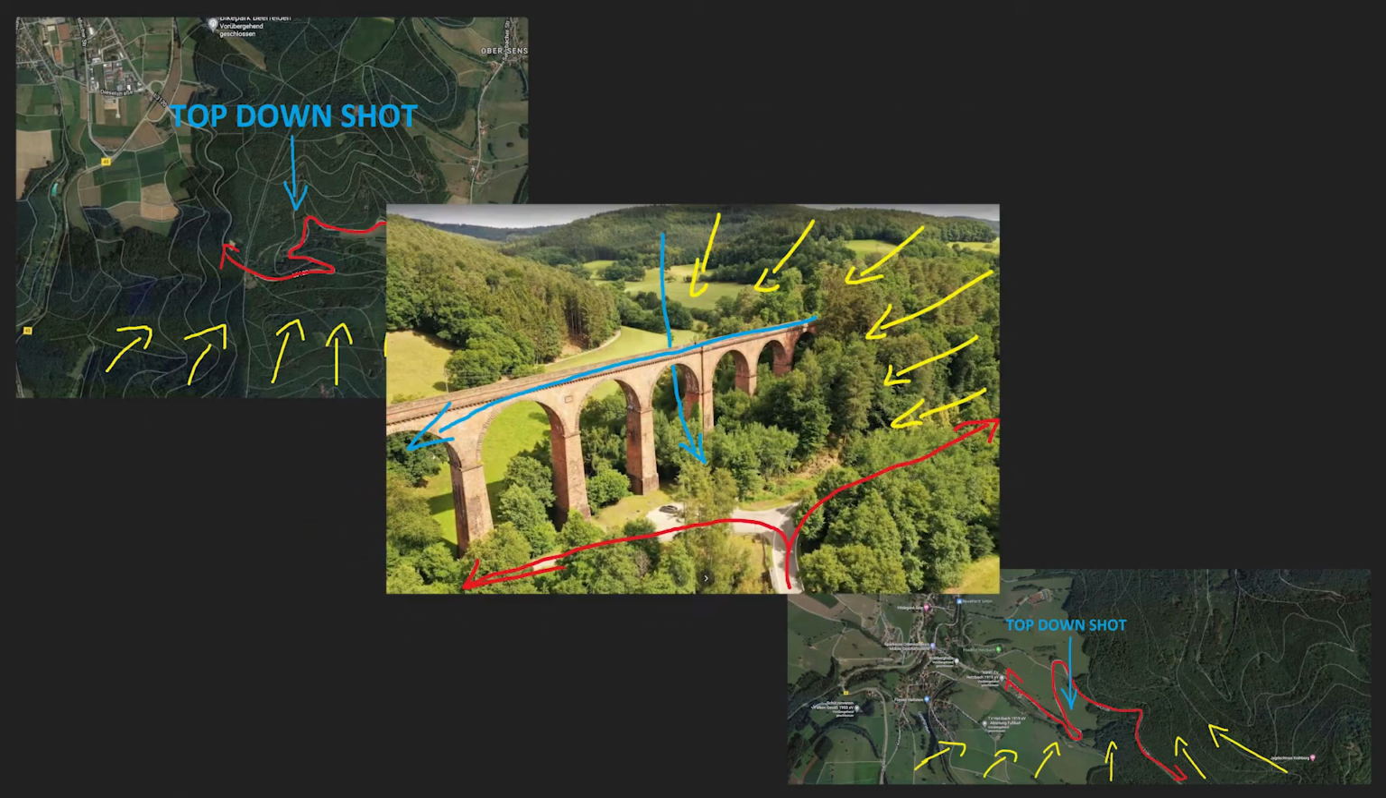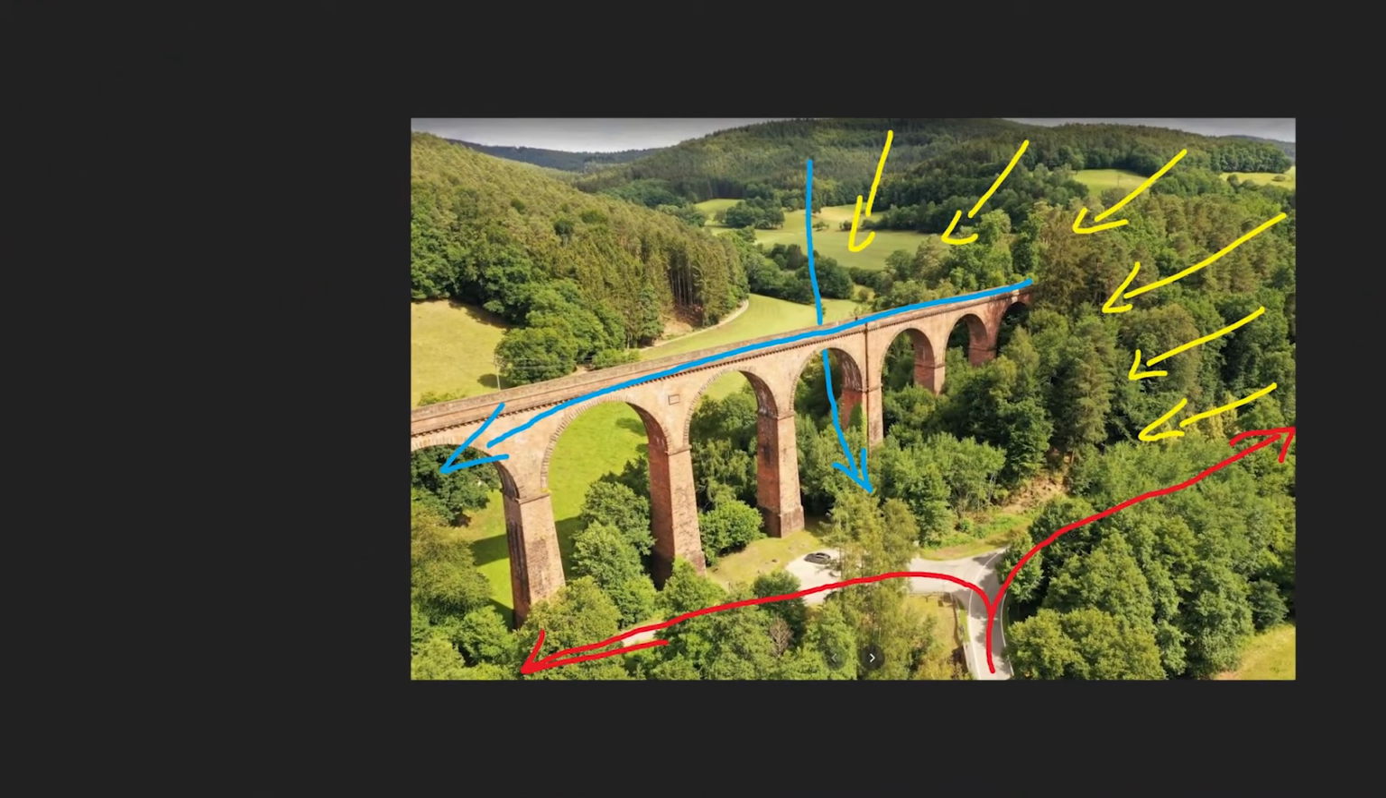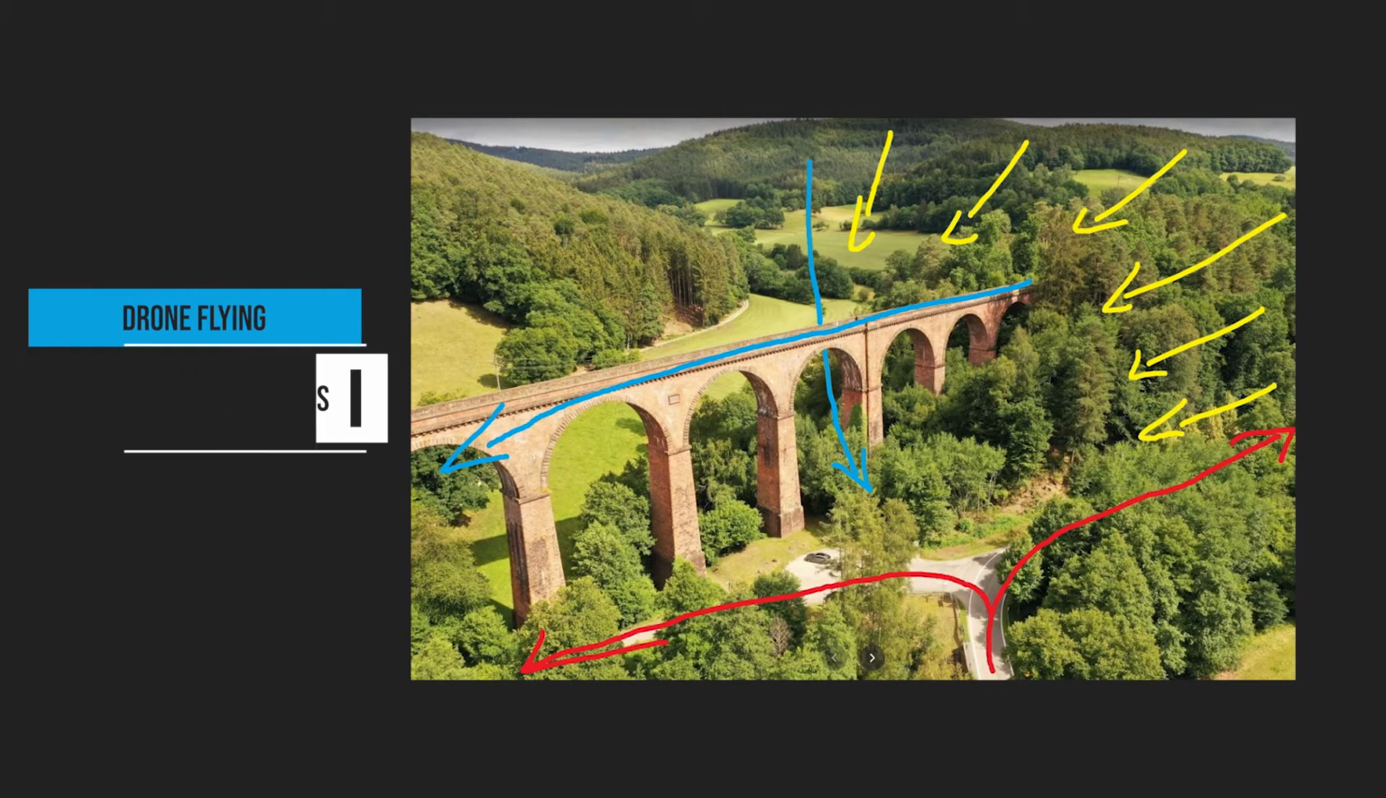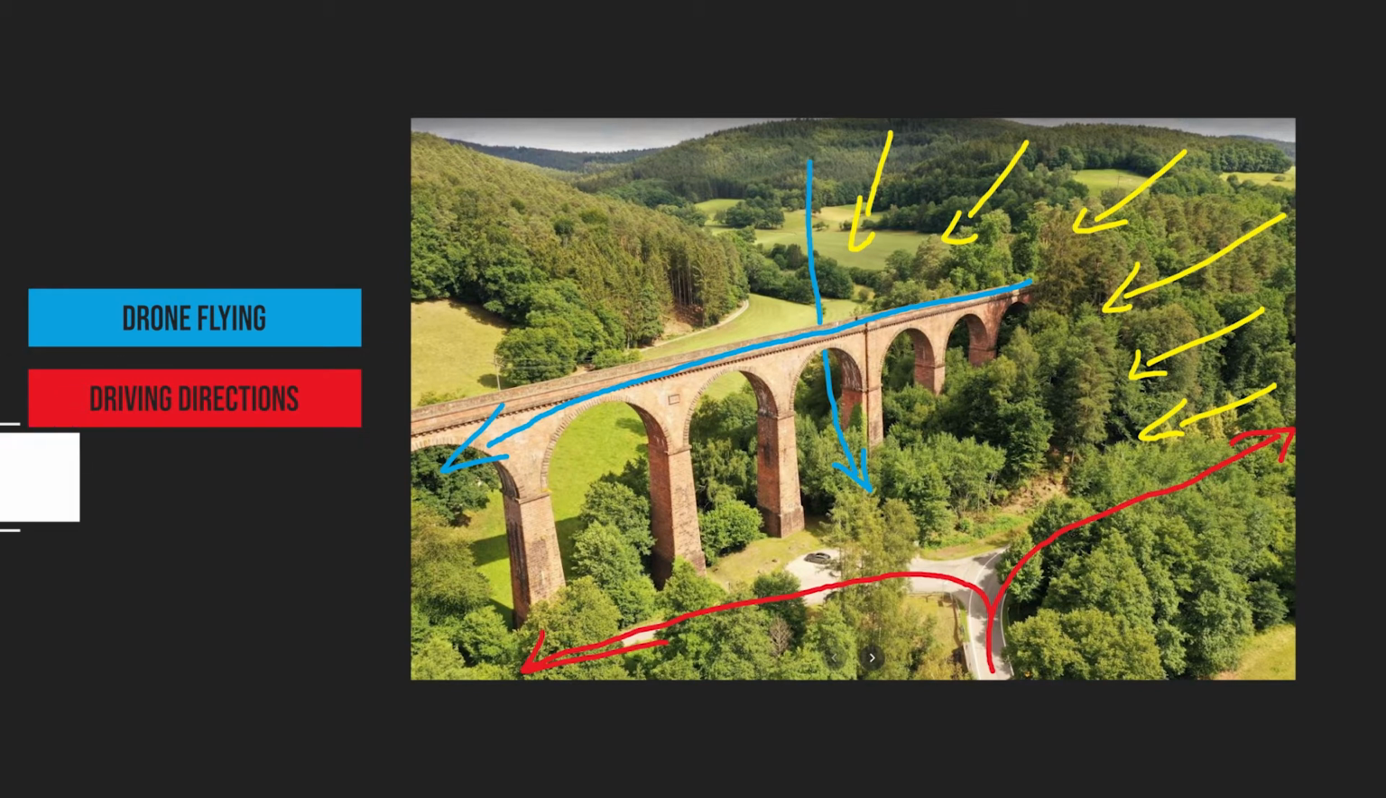Before the shooting, I made some drawings of potential drone shots and driving directions, which you can see right here. The blue lines show you our potential flying directions with the drone, the red lines are the driving directions, and the yellow lines show us the direction of where the sun should come from at that time of the day. So Google Maps is very handy and very useful to plan out shootings in areas where you have never been before.